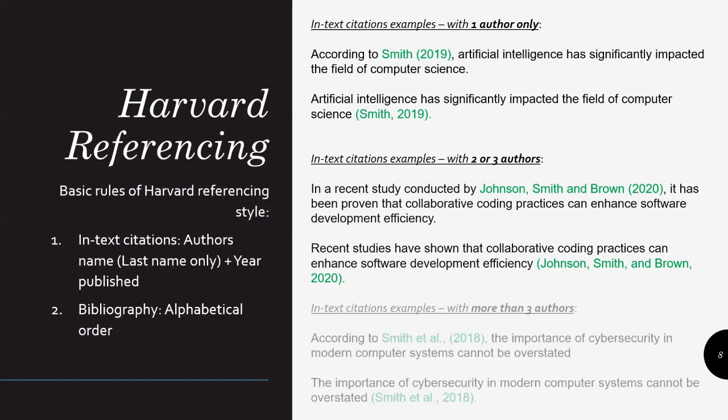As you guessed right, we do have an option for it. So for an in-text citation with more than three authors, you normally just state the first author's surname followed by et al. So for example, if I'm to read the first statement, according to Smith et al., you open your brackets, you input the year of publication, you close brackets. The importance of cybersecurity in modern computer systems cannot be overstated. And if ever you are trying to end the sentence with a citation, it's going to be all of the citation in between brackets.